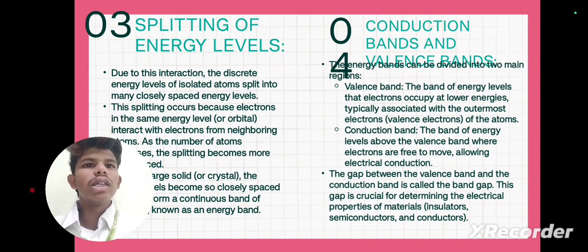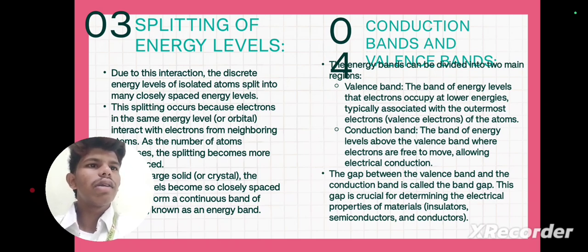Splitting of energy levels. Due to interaction, the discrete energy levels of isolated atoms split into many closely spaced energy levels. This splitting occurs because electrons in the same energy level interact with electrons from neighbors. As the number of atoms increases, the splitting becomes more. In large solids, the closely spaced levels form a continuous band known as an energy band.